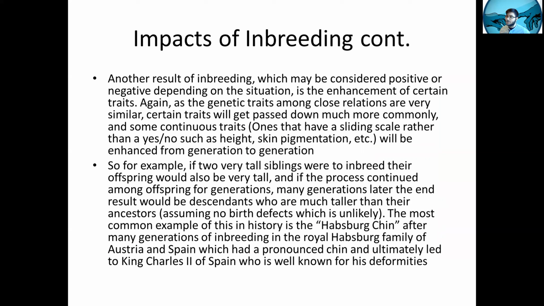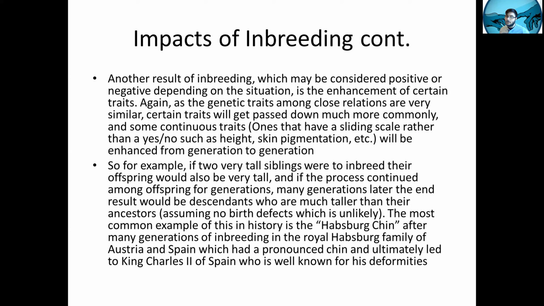Another result of inbreeding, which could be considered positive or negative depending on the situation, is the enhancement of certain traits. As the traits among close relations are very similar, certain traits will get passed down much more commonly. Continuous traits are ones that have a sliding scale rather than a yes or no, for example height and skin pigmentation. These will be enhanced from generation to generation. So if two very tall siblings were to inbreed, their offspring would also be very tall, and the process continued among offspring for generations: sibling, sibling, sibling.